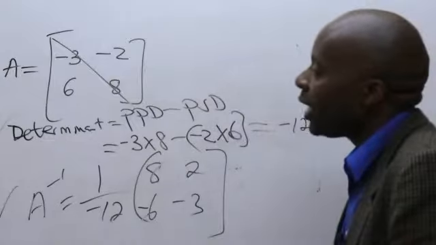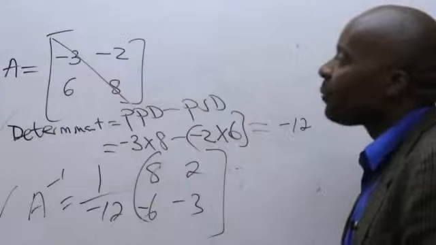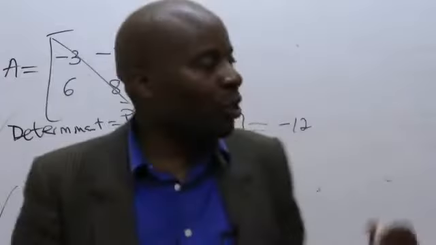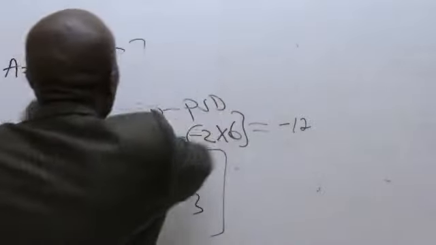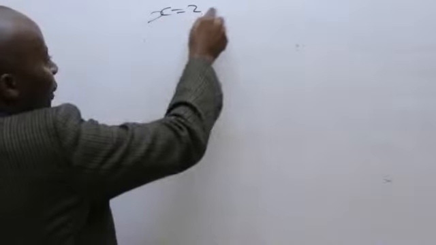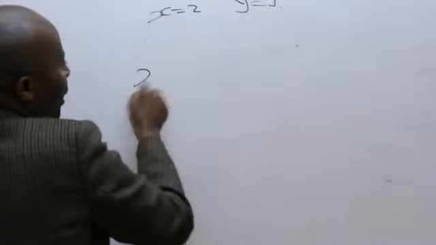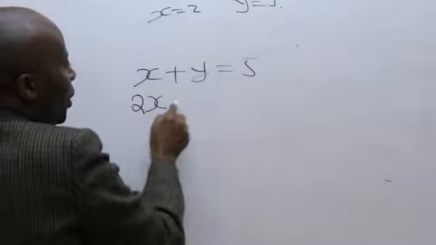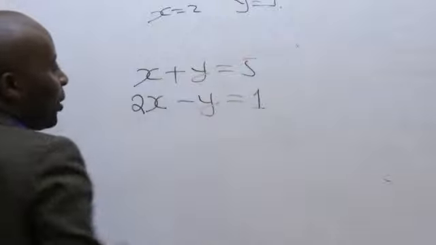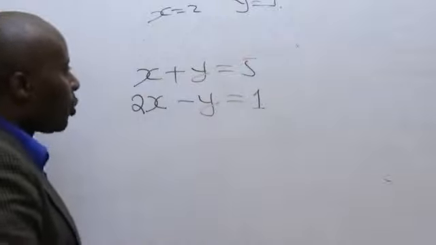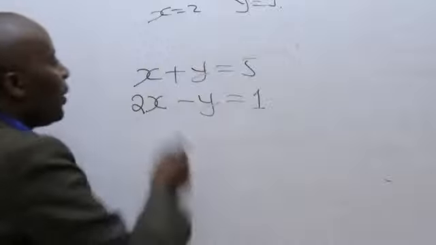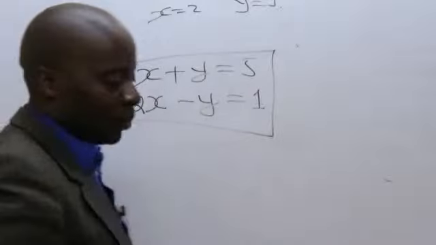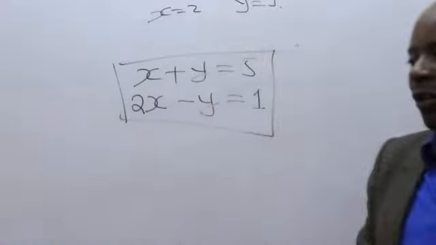So that we don't make reference again to this in the near future, let's come straight away to how we use this particular concept, ladies and gentlemen, to solve simultaneous equations. If you're given an equation like this, x plus y equals 5, and 2x minus y equals 1, so you're given these 2 simultaneous equations, and then somebody tells you to solve for x and y.